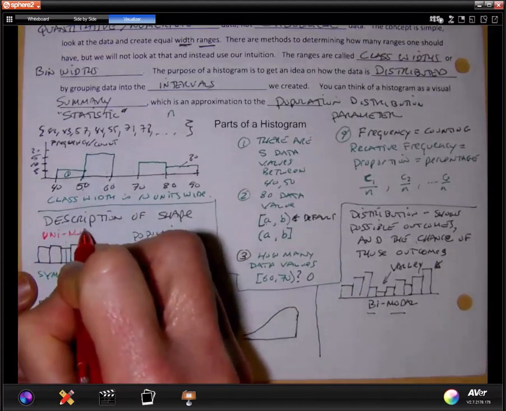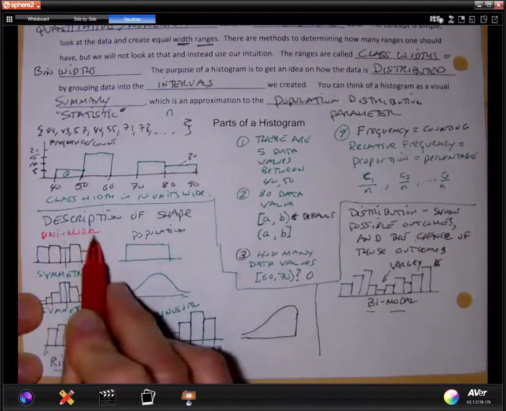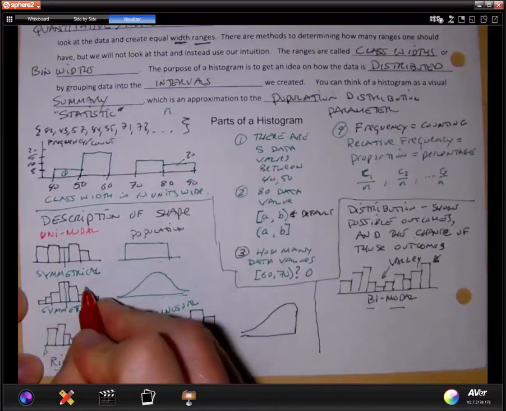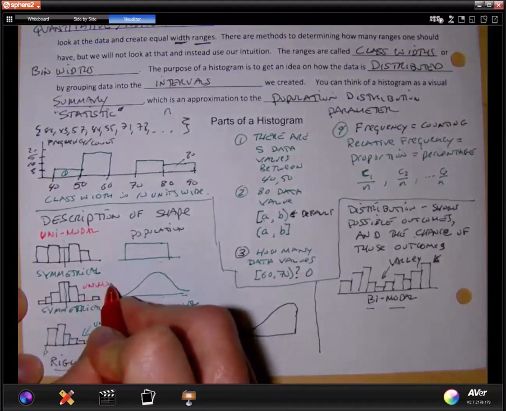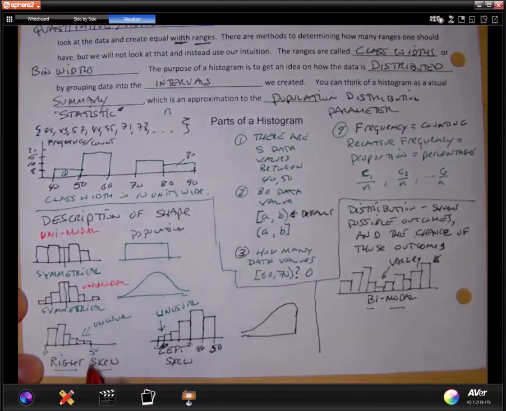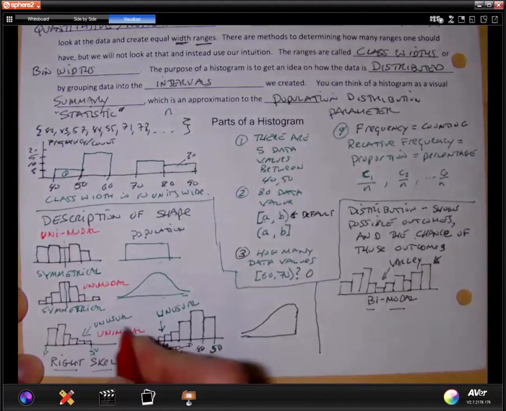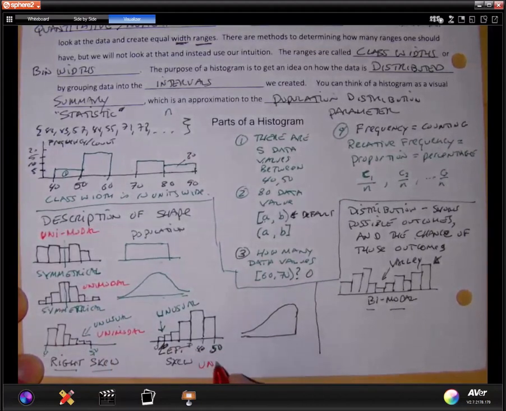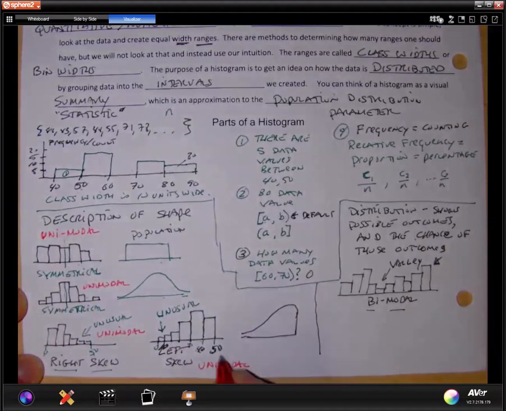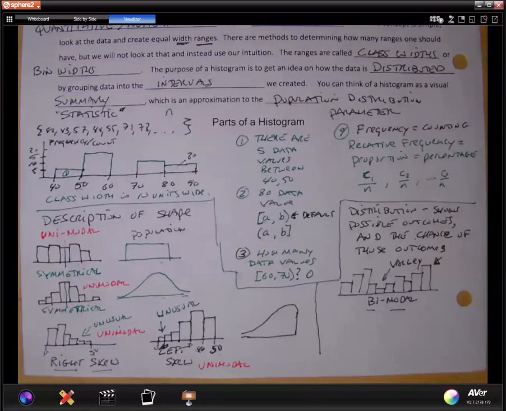unimodal. So this would be symmetrical unimodal, symmetrical unimodal. And this is right skew, but again, one mountain, so unimodal. This would be left skew, but unimodal. Okay, but this would be bimodal. And that's really it. That sort of describes the shapes of a histogram distribution.